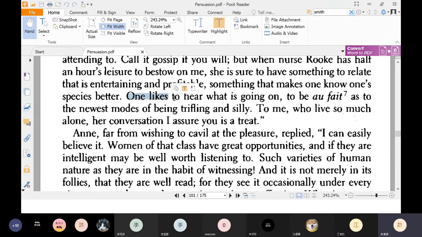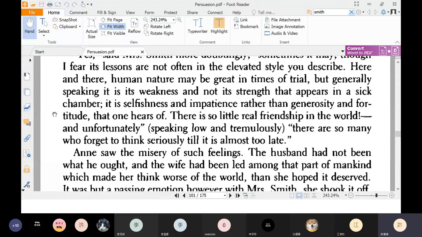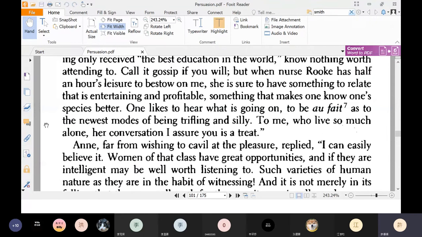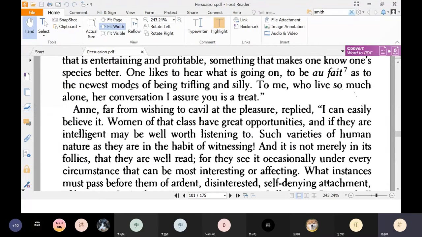One likes to hear what is going on, to be au fait as to the newest modes of being trifling and silly. Au fait is French, and the book tells us that it means aware. To know what is going on, to know the newest modes of being trifling and silly. So this is kind of ironic or sarcastic. It's saying that most of what people do is not very important, trifling and silly. And yet this is still the kind of thing that people do. Like if it is important to know what people do, then even when people do silly things, it is still important to know it.